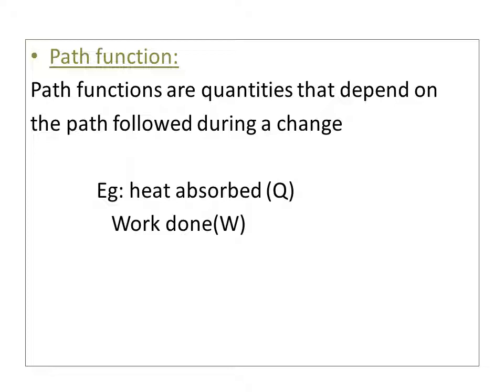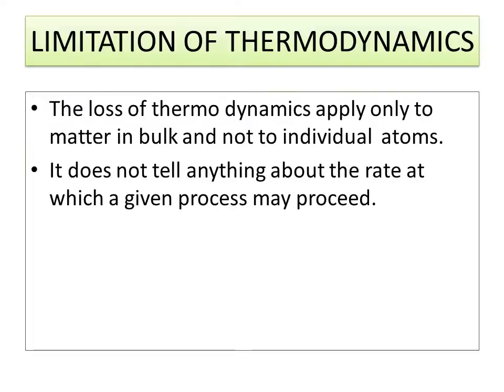Next one is path function. A path function is a thermodynamic property of the system whose value depends on the path by which the system changes from its initial to final state. Example, work and heat. Work will have different values if the process is carried out reversibly or irreversibly.